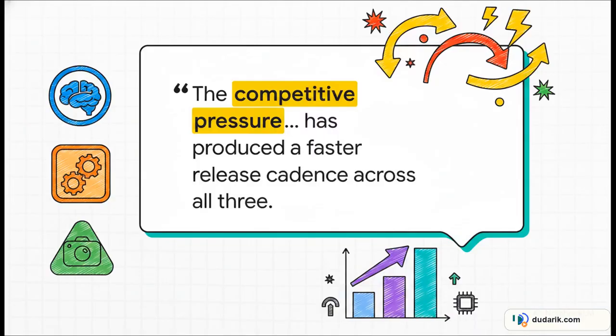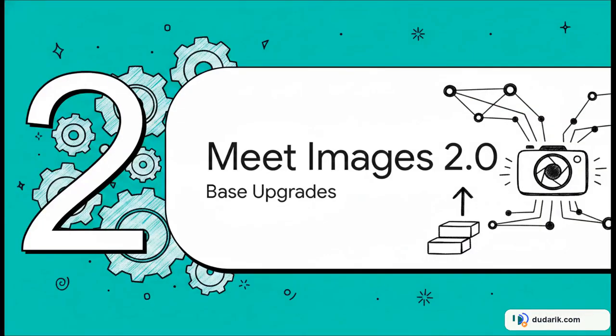As one report noted, the competitive pressure that triggered Sam Altman's internal code red memo in late 2025 has produced a faster release cadence across all three. And by all three, we're talking about OpenAI, Google, and Microsoft, who, remember, recently entered the fray with their MAI Image 2 model. This fierce industry rivalry has just permanently shifted the focus from simple generation speed to pure, unadulterated capability. Which brings us right into Section 2, meet ChatGPT Images 2.0.